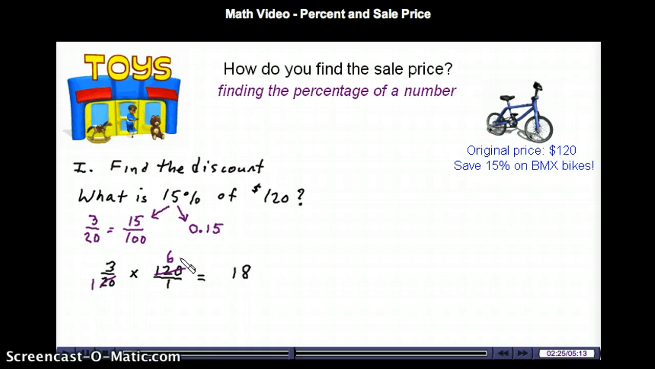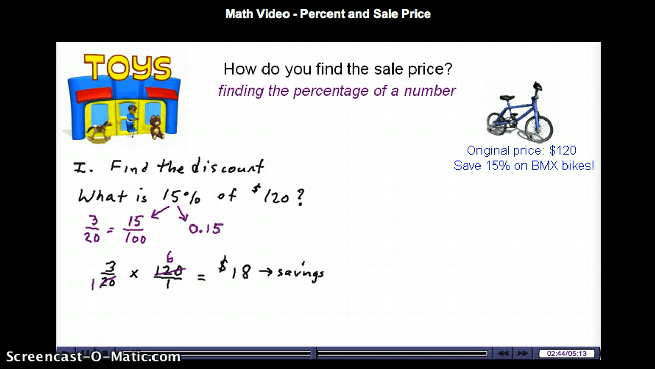But remember, the number 120 was actually a dollar amount, so my answer is actually $18. So $18 is the savings. It's not the sale price. This is just the amount of money that I'm going to save because of the sale.